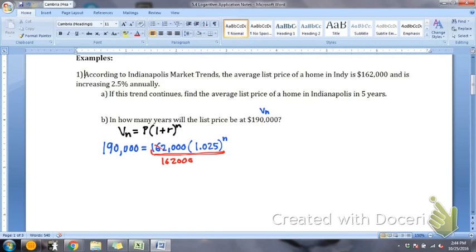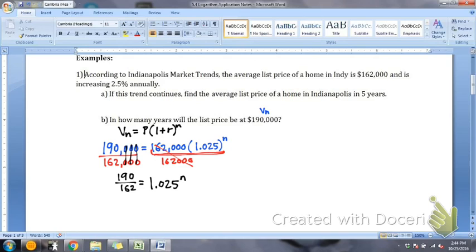Josh, sit up, please. So if we divide by 162,000, I hear some of you using your calculator, but we want to try to be as exact as we can. So we're going to leave this as a fraction. However, we are allowed to knock off zeros. Do you guys remember that trick? You can knock off some zeros. So this becomes 190 over 162 equals 1.025 raised to the n. Everyone okay with that?